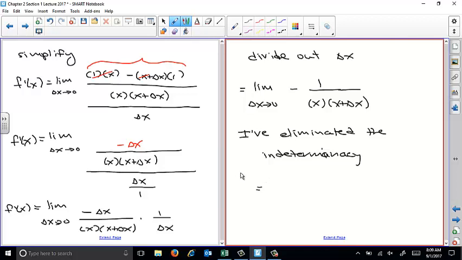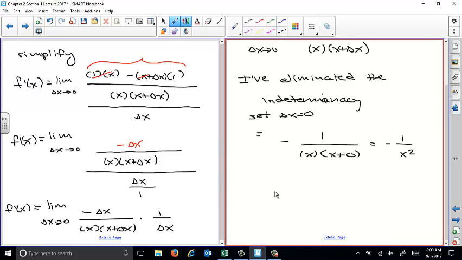So now all we have to do is set delta x equal to 0. Then we have negative 1 over x times x plus 0, which is negative 1 over x squared. So what we can say is if f of x equals 1 over x, then the derivative f prime of x is equal to negative 1 over x squared.